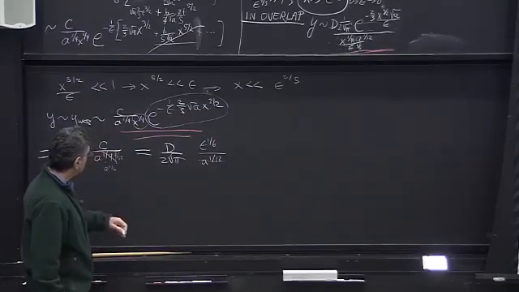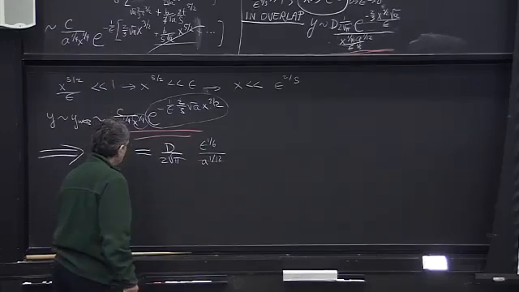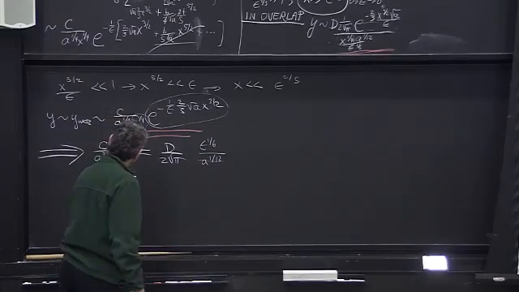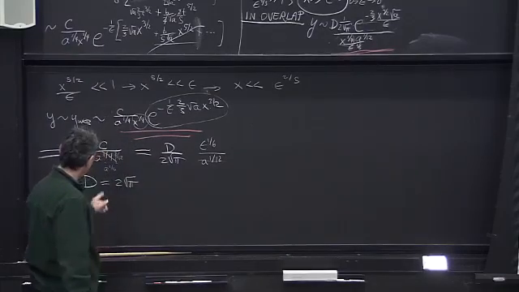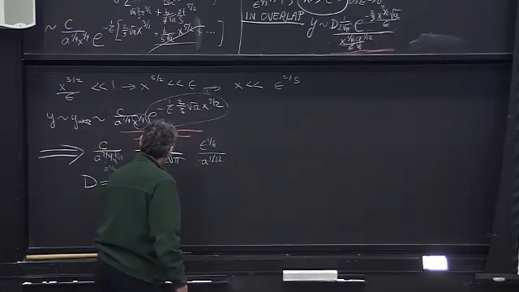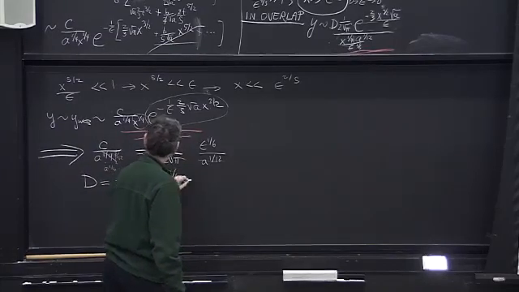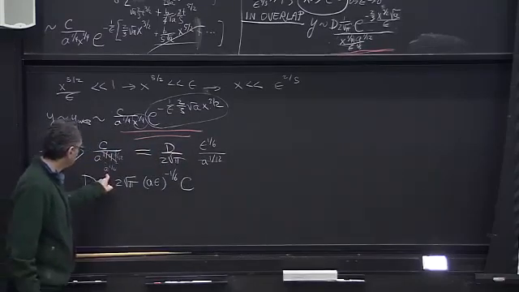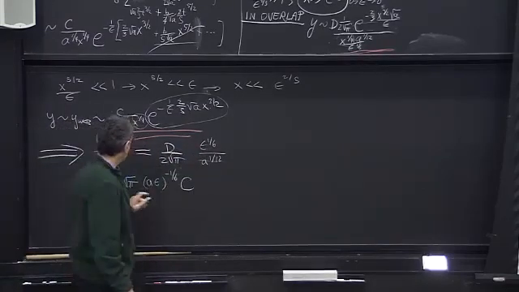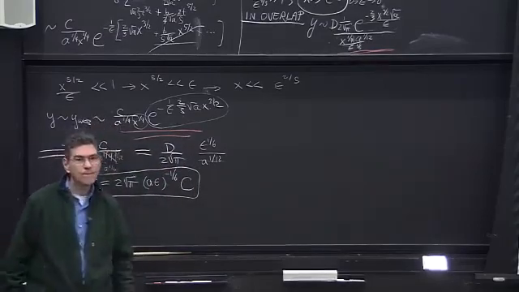So if I solve for d, for example, I get d is equal to 2 times the square root of pi times a epsilon to the minus 1/6 times c. All right, here's an a to the minus 1/6, an epsilon to the minus 1/6. That is my conclusion.